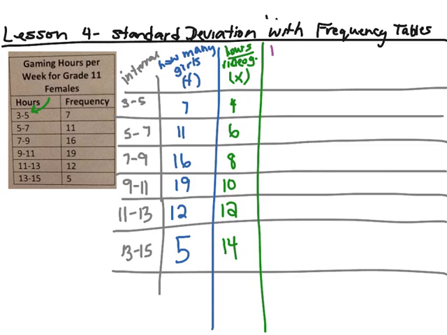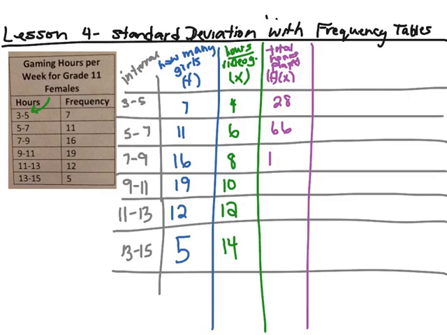Now to find the total hours played, so how many hours these girls played, we're going to take F times X. That'll figure out our total hours altogether, and that will help us find the mean. So 7 times 4 is 28. 11 times 6 is 66. 16 times 8 is 128. 19 times 10 is 190. 12 times 12 is 144. And 5 times 14 is 70.